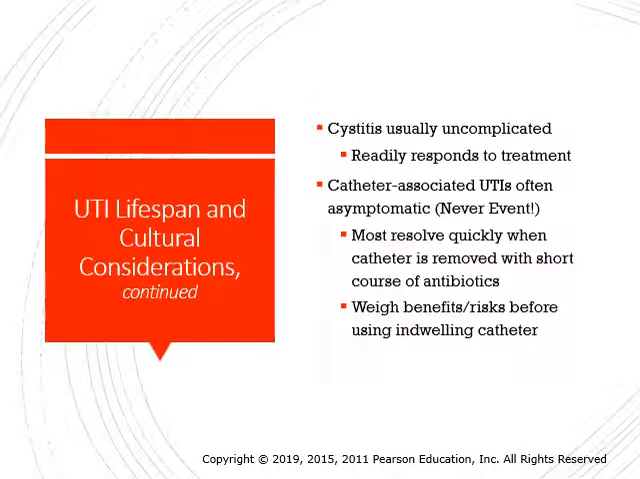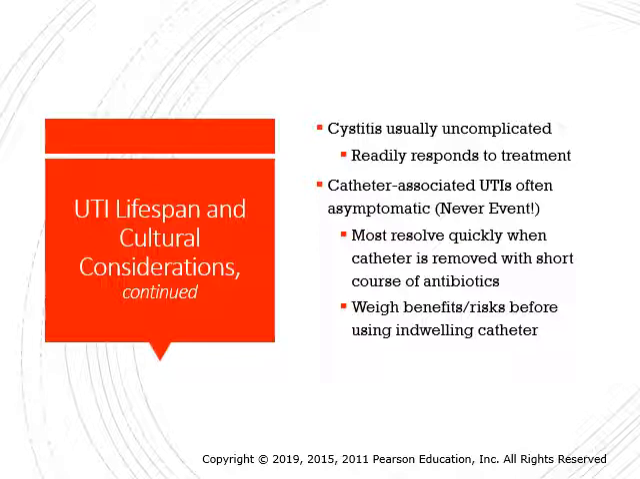Okay, cystitis is the most common type of urinary tract infection. It is usually uncomplicated and readily responds to treatment. Catheter-associated urinary tract infections are often asymptomatic, and these should be a never event.